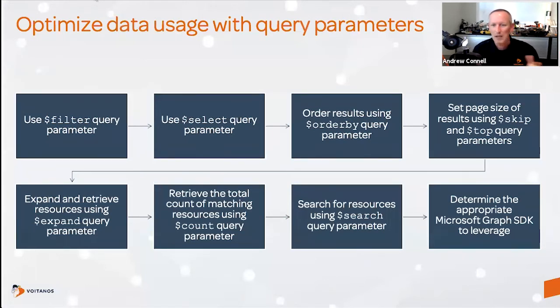And that's what they call query parameters, right? These are OData operators that we can use. These are ways that you essentially do the select, the where clause, the order bys, the filters. It's all that stuff that you'd be putting into your queries if you were writing REST-based queries, okay?